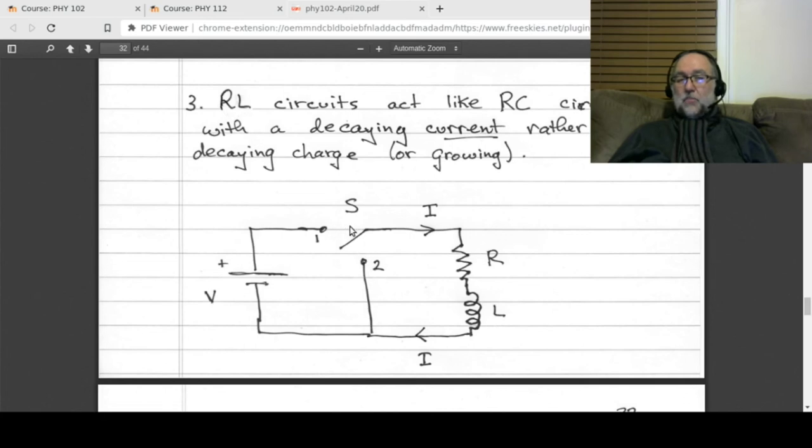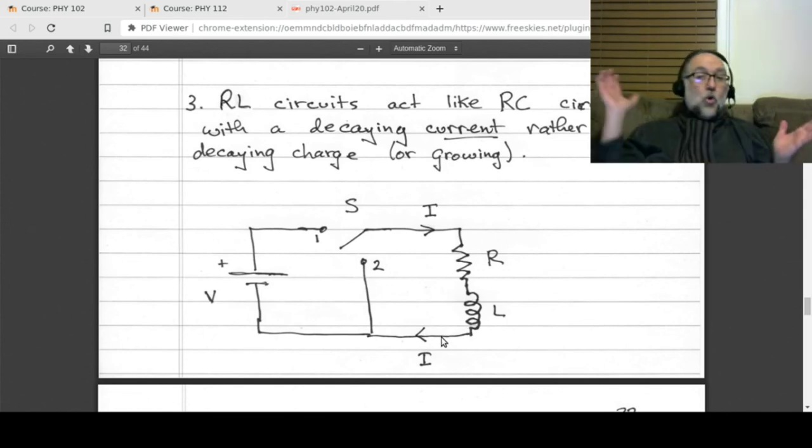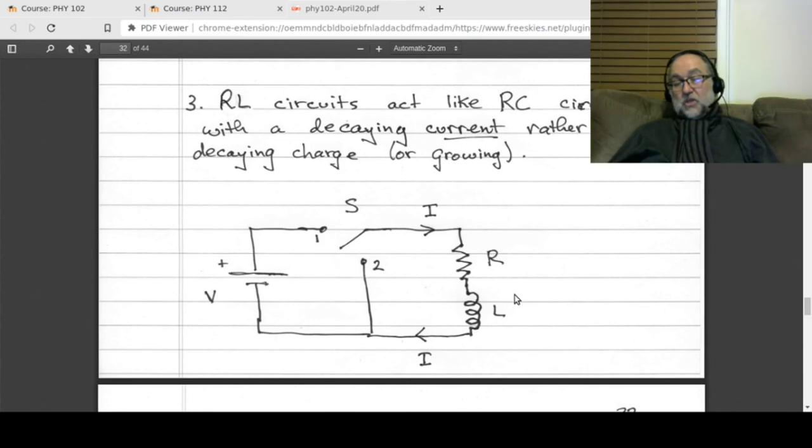Because if the switch is in position one, then that little leg there is irrelevant, and you just get a current traveling through the resistor. That gets the current going. And that current won't go off to infinity because why? Because there's a resistor there that's going to limit it.